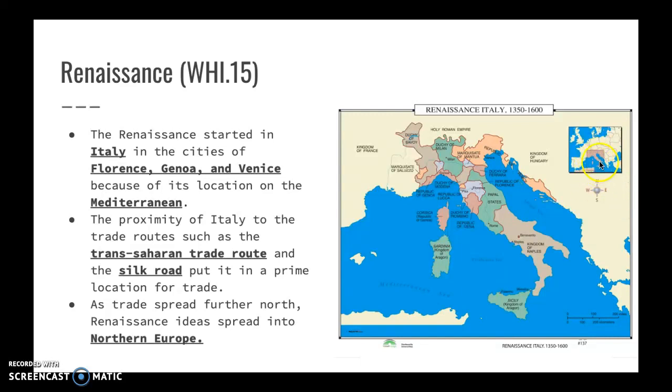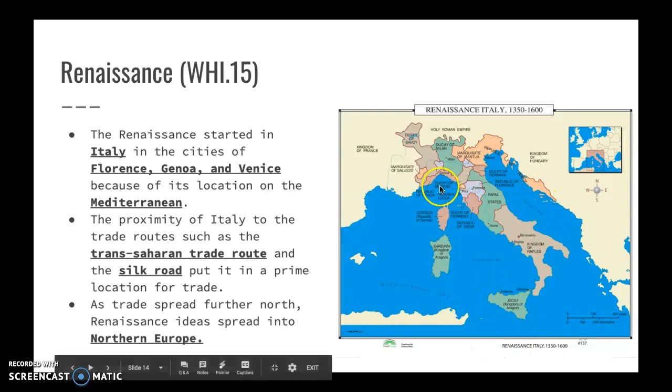Italy started the Renaissance, and so you see the city-states that had kind of developed as a result of the mountainous regions in Italy. The major cities that kind of developed are Florence, Genoa, and Venice, and there was a trade route that kind of ran through the Adriatic Sea, some that ran through the Mediterranean Sea up into the Genoa area.